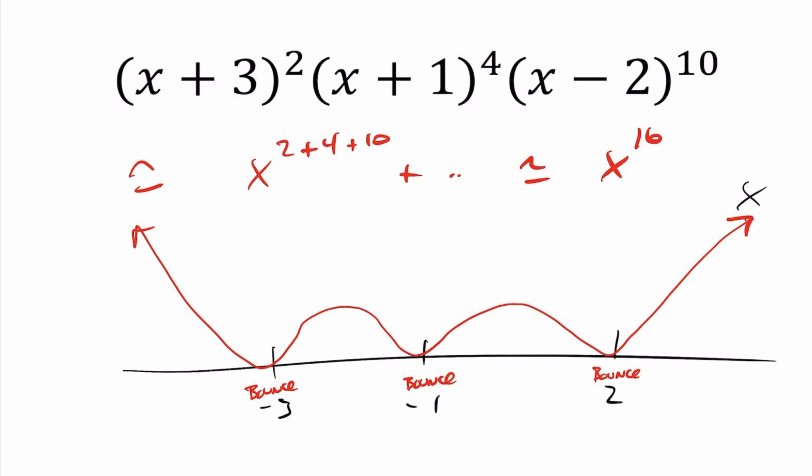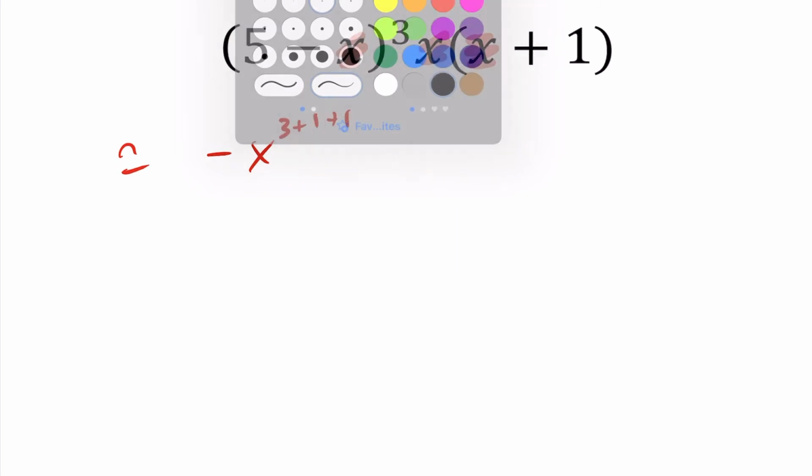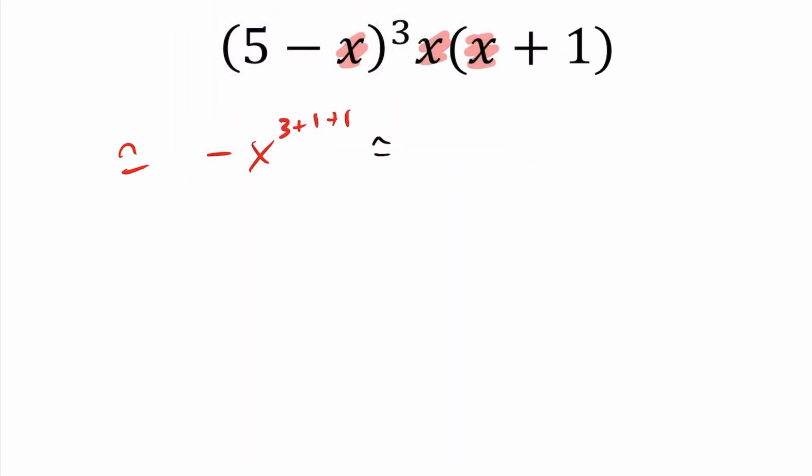Let's take a look at another example. For the next example here, let's find the leading coefficient. The leading coefficient here is going to be x cubed plus we have a power of 1 plus a power of 1 happening here, here, and here. And then again, because that minus sign in front, that's going to make this negative here. So our leading coefficient will be negative x to the power of 5.